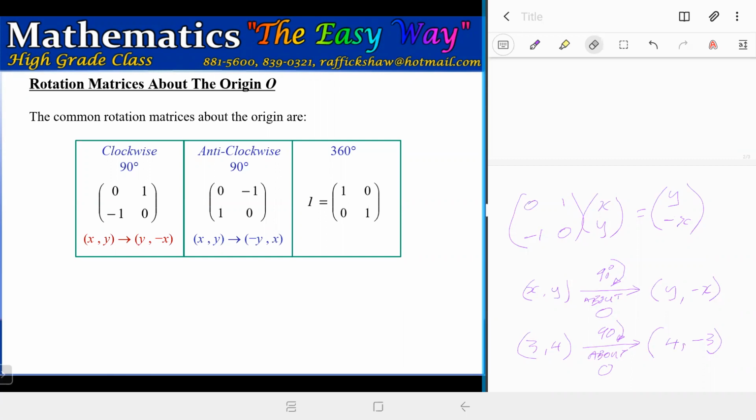Mute your mic, mute your mic. Remember that identity matrix.